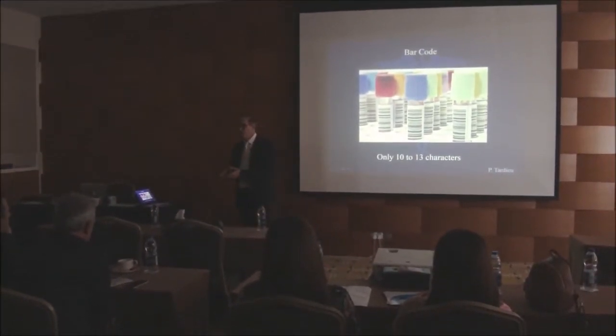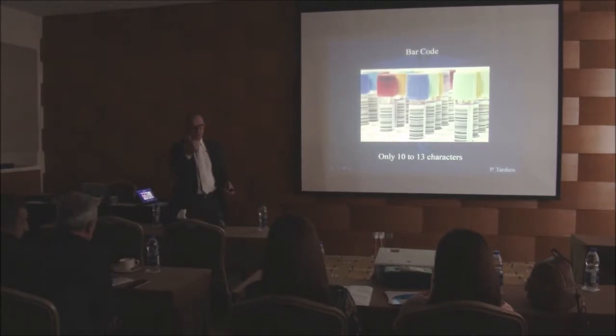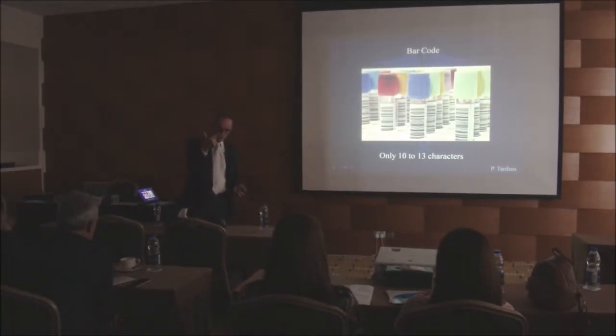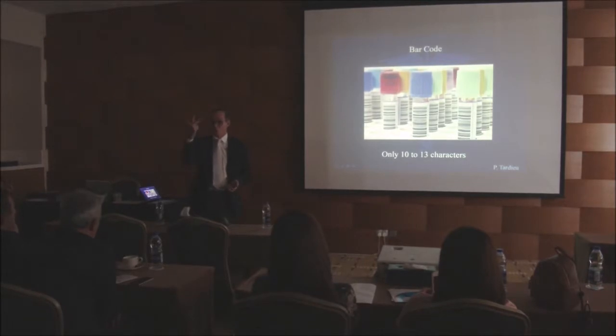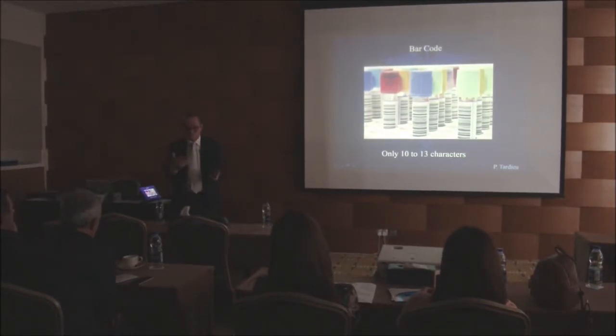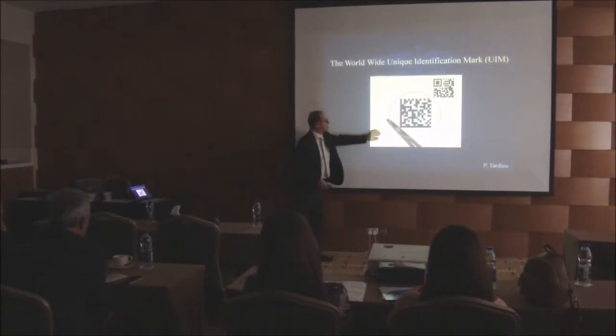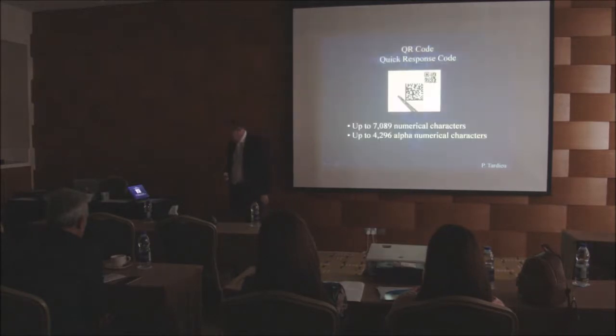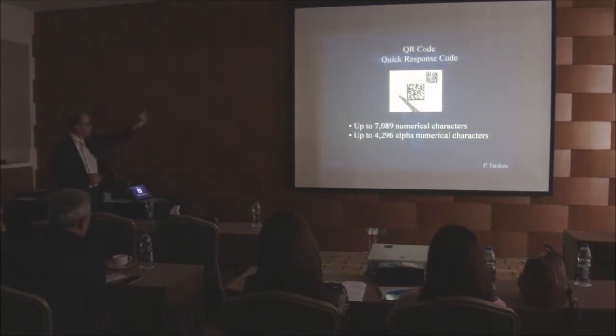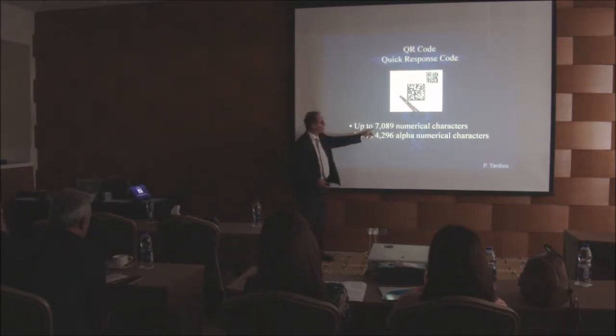We need something more, because we need the reference of the item, maybe the description of the item, the lot number, the reference of the lot. So we need much more than that. What do we have today for that? Today we have this. This is called a QR code. A QR code is a quick response code. You can go up to 7,000 numerical characters or 4,000 alphanumerical characters.